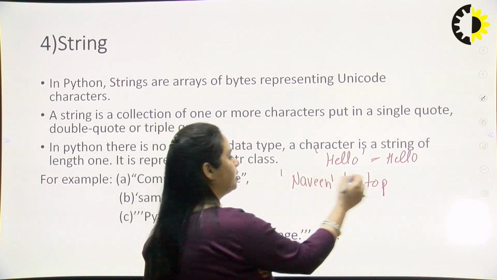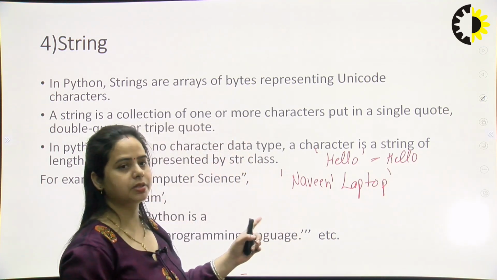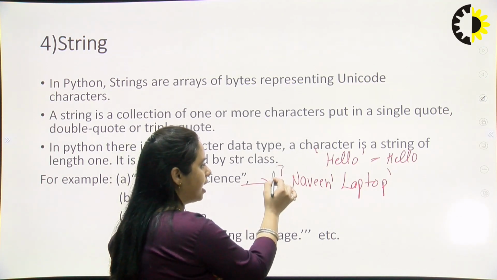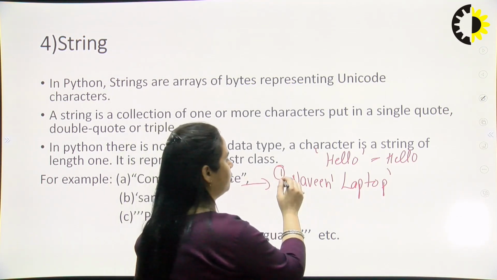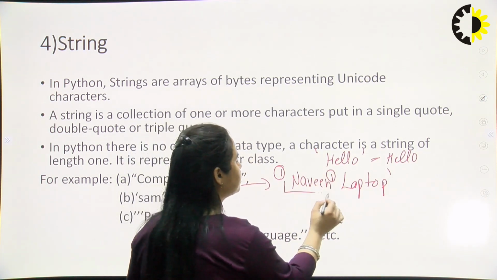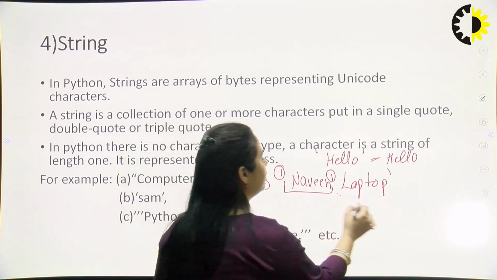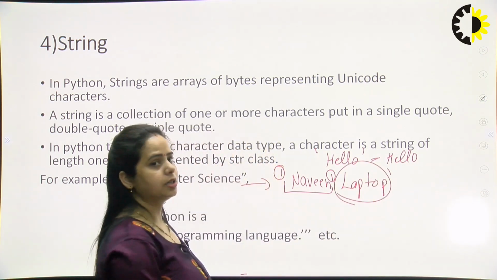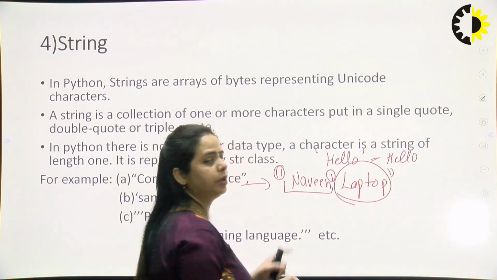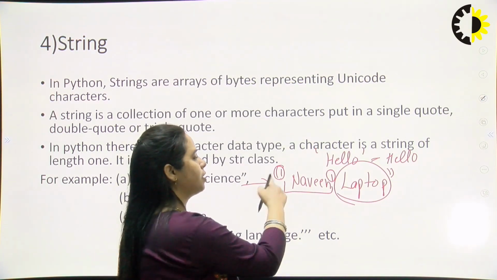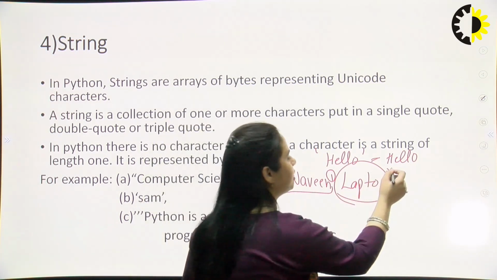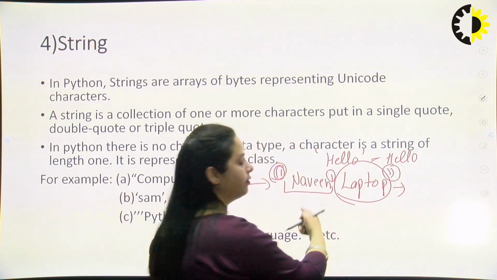If I use single quotes for this string representation, then the interpreter considers this as opening and this as closing. So the interpreter considers only Naveen as a string and gives an error for this part. To skip this error, I may use double quotes here. If I use double quotes, the interpreter will think this is the initialization of the string and this is the end of the string, and it will print Naveen's laptop.